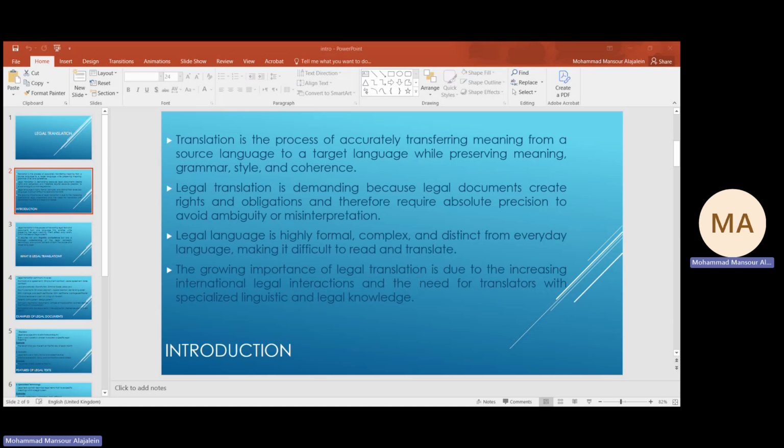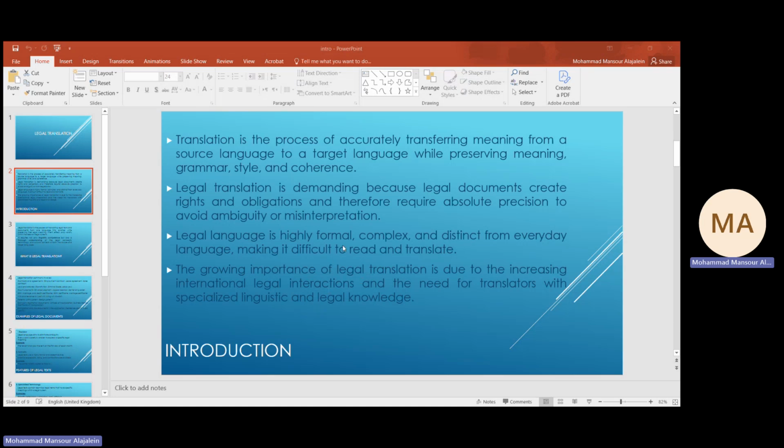For example, imagine translating the sentence, the tenant shall pay the rent on the first day of each month. If shall is translated as may, as we use it sometimes in everyday language, the sentence changes from an obligation to permission. So this would completely alter the legal meaning.